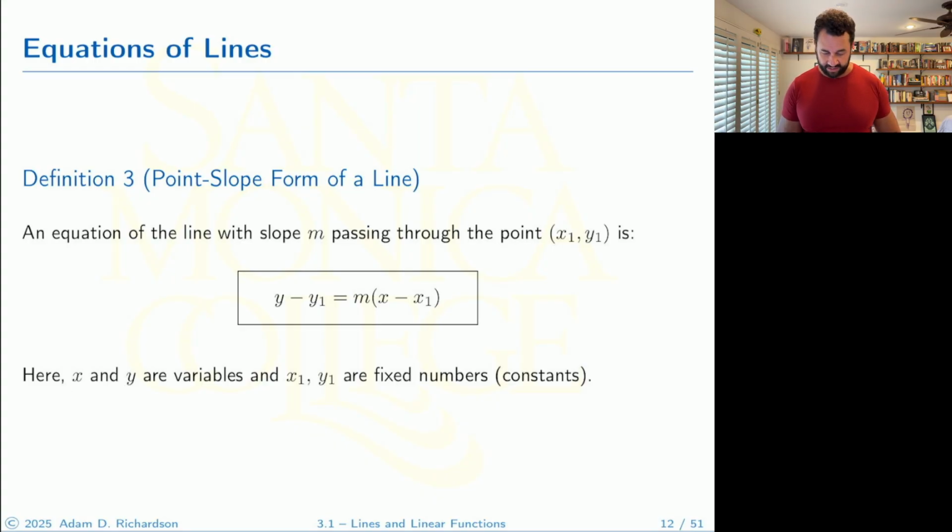Now here, the x and the y, those are the variables. Those are the things that are changing. X1 and y1 are fixed numbers. Those are just the coordinates of this point, right? So we've got two or three, I should say, fixed numbers, and then we've got two variables here.